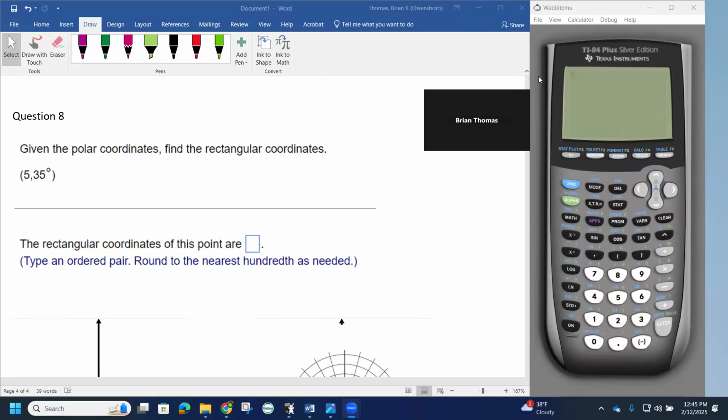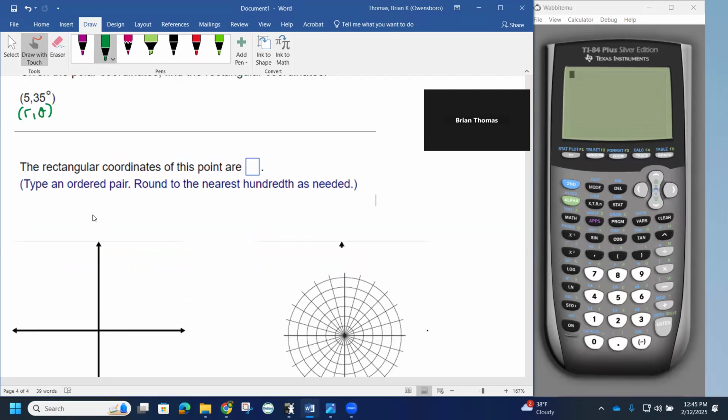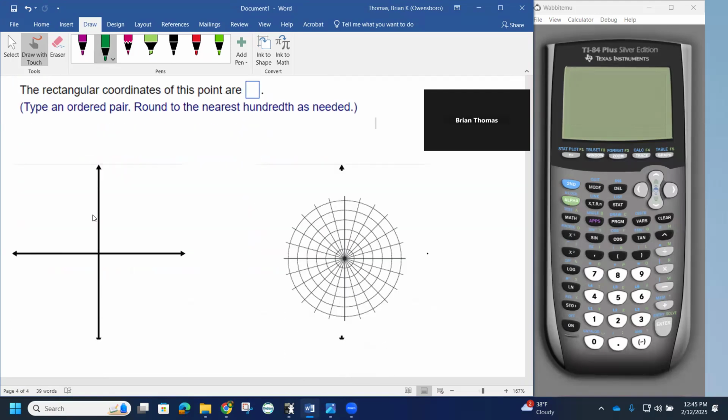So question 8, working with vectors, it says given the polar coordinates, find the rectangular coordinates. Notice how in this question, we know the magnitude, or the radius if you will, and theta is 35 degrees. If we look at our graphs, I actually pulled out a polar graph. So our radius is 5. We have 1, 2, 3, 4, 5. So radius would be about here.